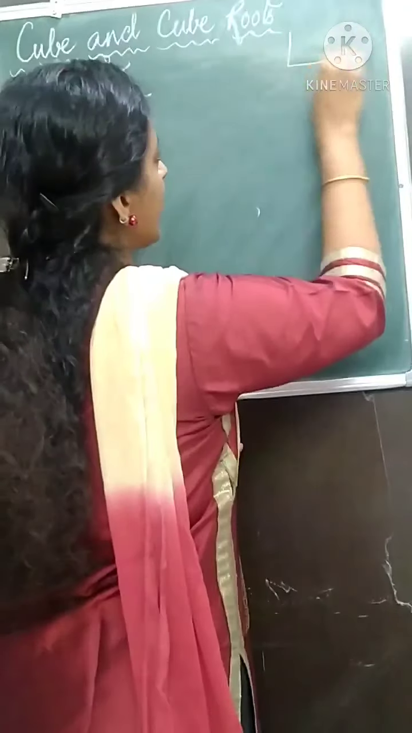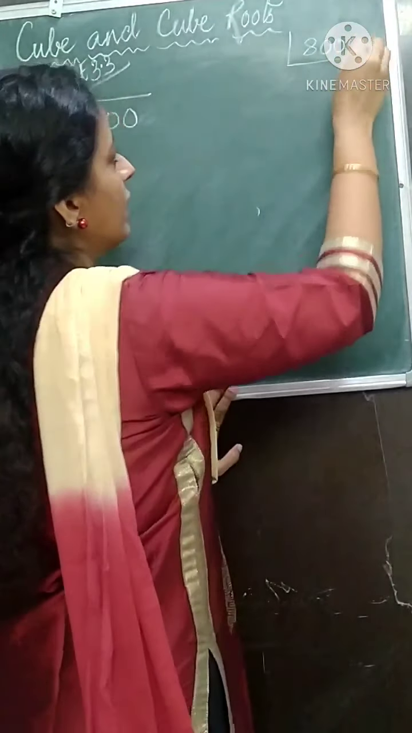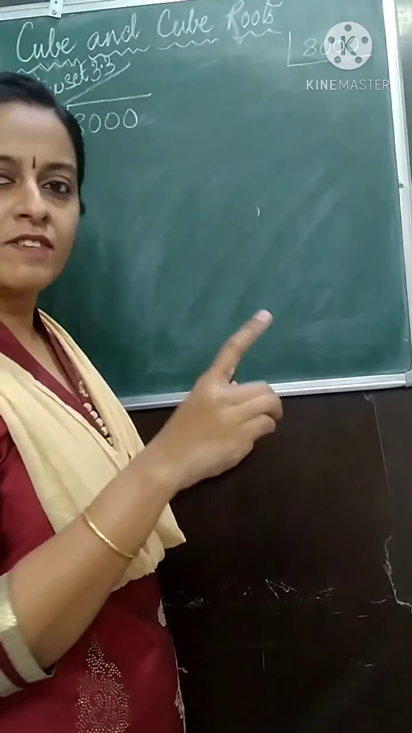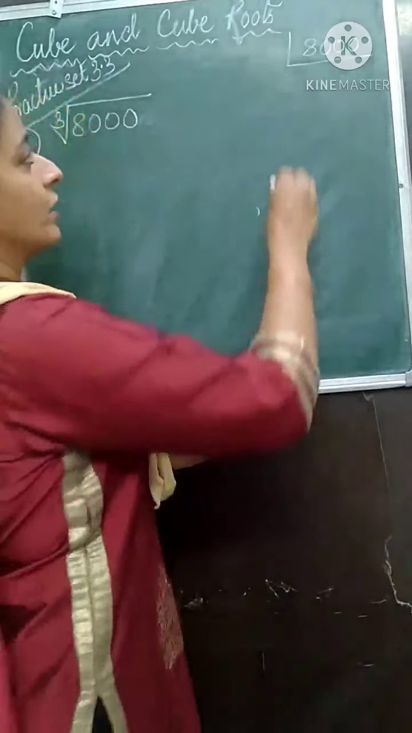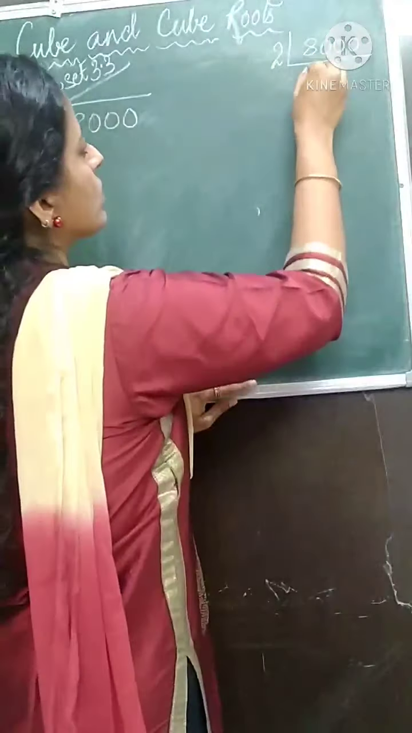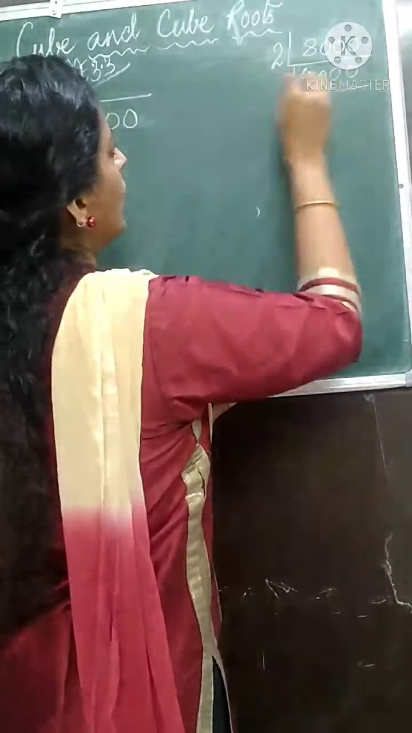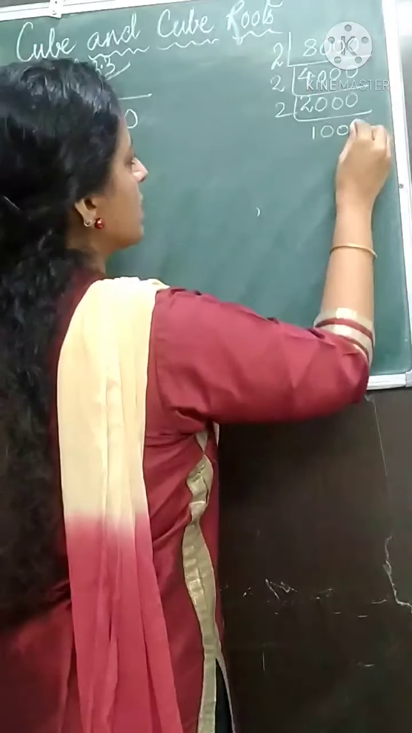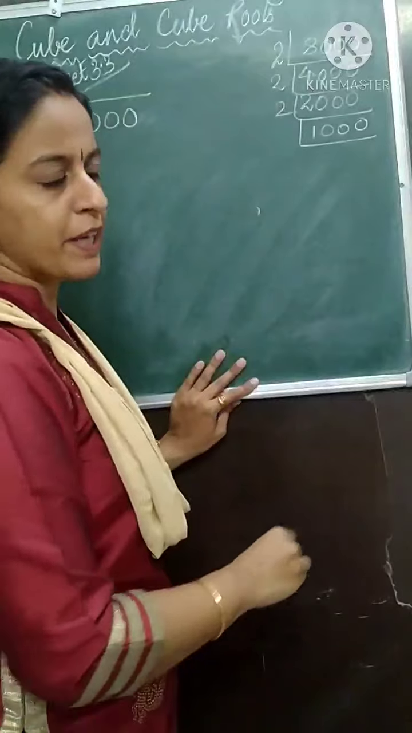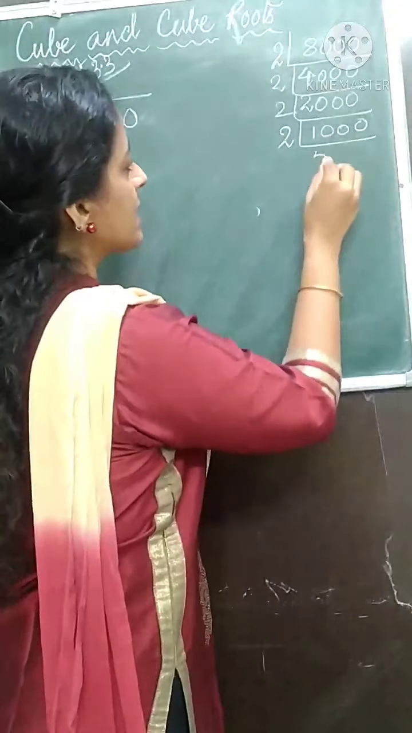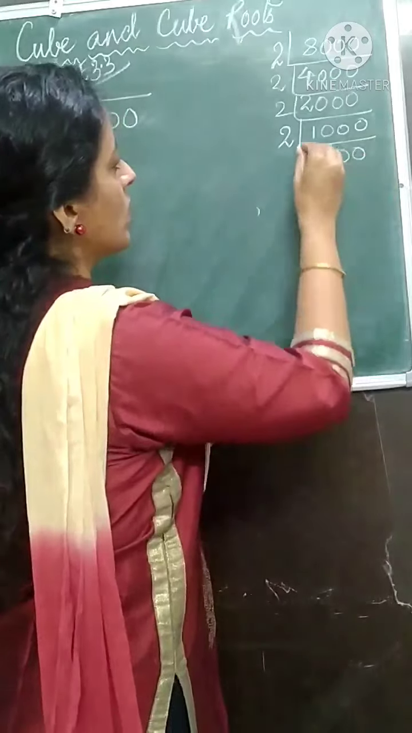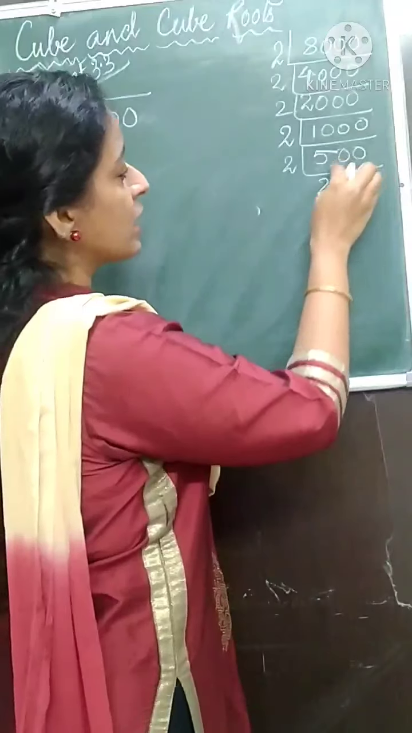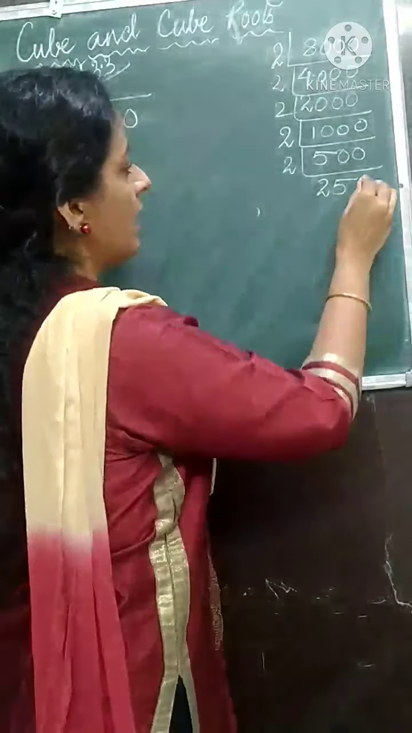So draw the factorization table. 8000 we will write. If the units place has 0, 2, 4, 6, 8, then the number is divisible by 2. This all you know, no? So we will divide this by 2. 2 fours are 8 and 3 zeros. 2 twos are 4, 3 zeros. 2 ones are 2, 3 zeros. Again 1000 is divisible by 2. So divide by 2. 2 fives are 10. Then 2 more zeros. 2 twos are 4. 1 remainder, 1 and 0, 10. 2 fives are 10 and 0.